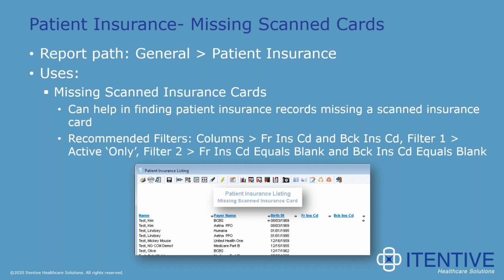To identify which patient insurance records are missing that scanned card, I recommend adding the columns for both the front insurance card and the back insurance card image. Active only should probably also be selected on the filter one tab, because obviously we're only wanting to focus on those current insurances. And then we can also narrow down this report to only those patients that are actually missing that scanned insurance card, obviously what we're looking for. We can do that on the filter two tab by setting the front insurance card and back insurance card fields both to equals blank.